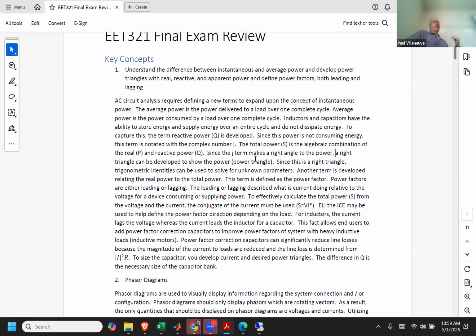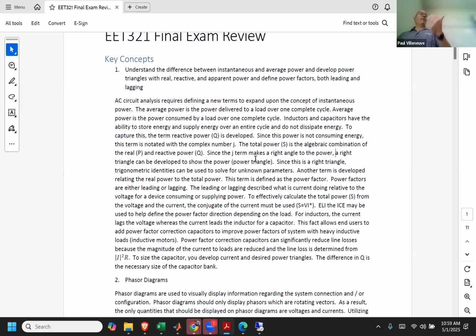And so in the case of capacitors and inductors, ideal capacitors and inductors don't consume any real power, but they store energy and then they put it back into the system. And so what we had to do was expand the concept of power from instantaneous power to average power. And when we saw we had average power, what was the power delivered to a load over one complete cycle, we could define that as watts.